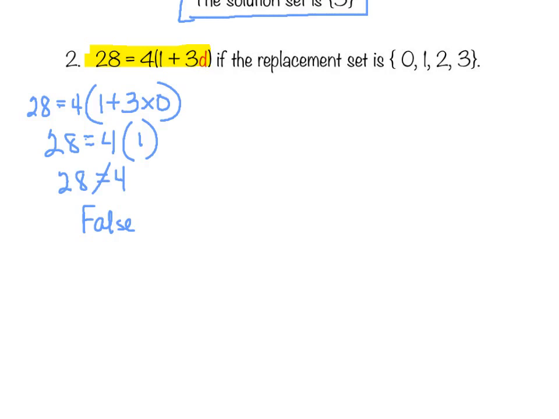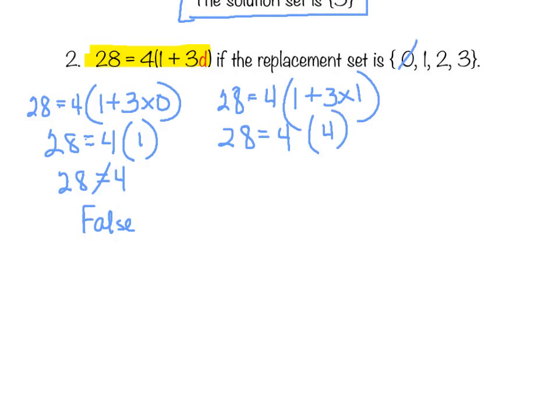All right, let's try the next one. Let's try 1. 28 equals 4 times 1 plus 3 times 1. We're going to work in the order of operations. 3 times 1 is 3. And 1 plus 3 is 4. So 28 equals 4 times 4. 4 times 4 is 16. Does 28 equal 16? No, that's false. So 1 is not a solution.